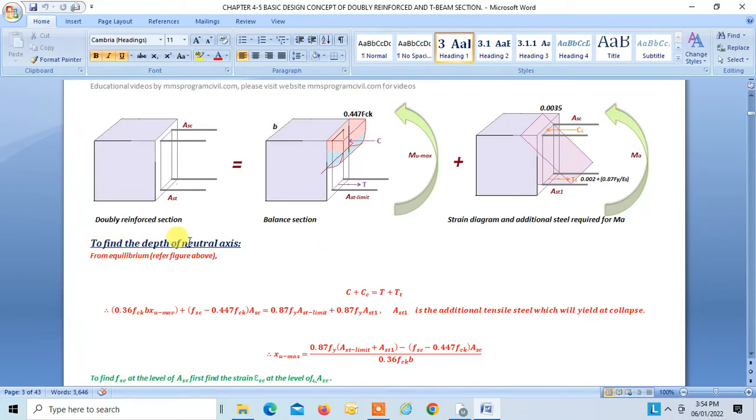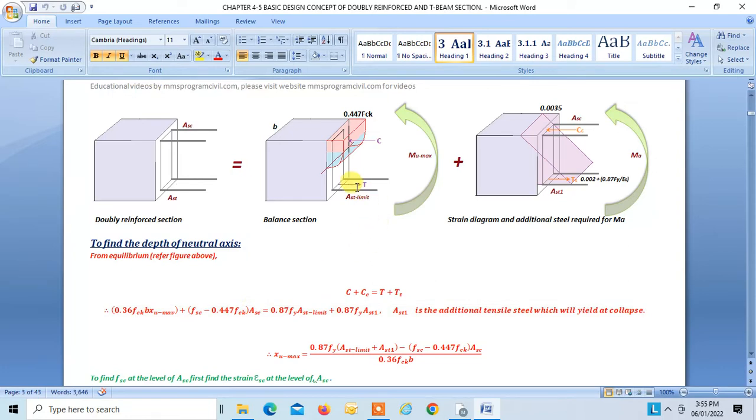Now to find the depth of the neutral axis, from the equilibrium we know force C plus Cc is equal to T plus Tt. Now C, what is C? We know C for rectangular section is 0.36 fck b xu max. Cc is the force. So force is equal to stress in the steel into area of the steel. So stress in this steel is given as fsc minus 0.45 fck, and area of the steel is Asc.